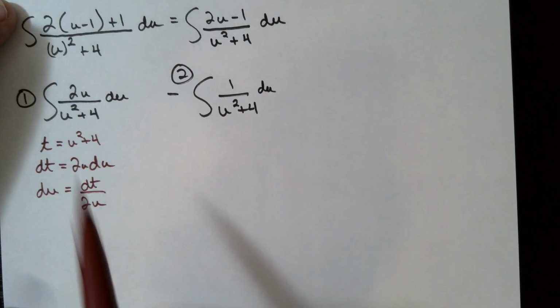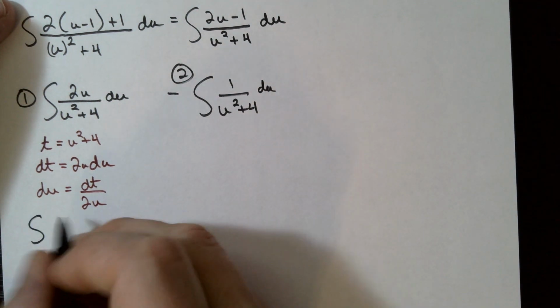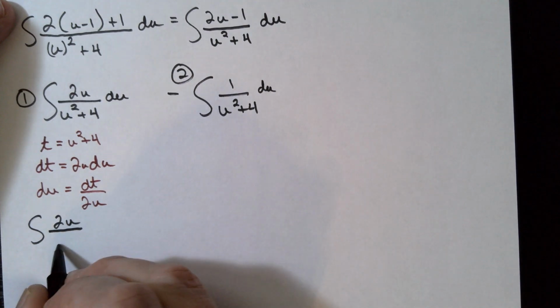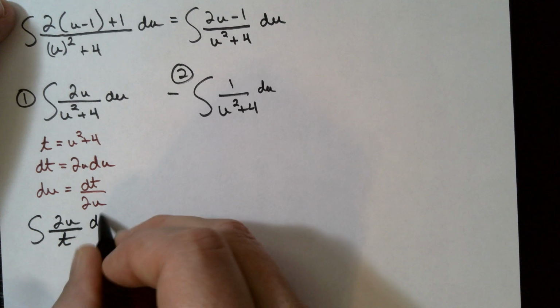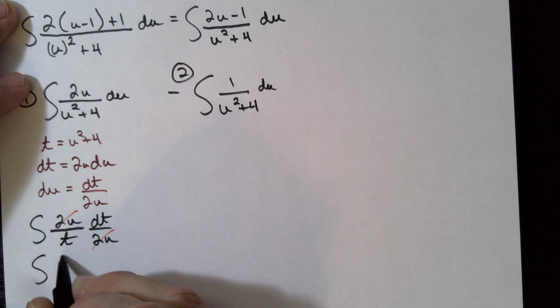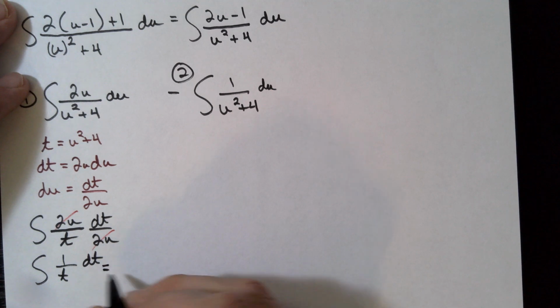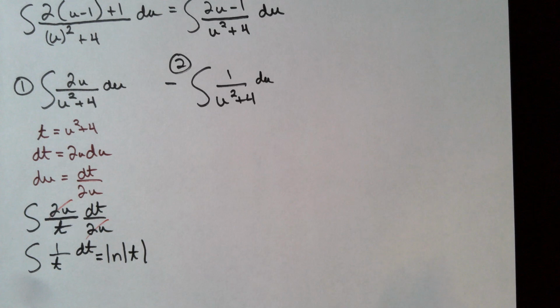Okay, so I'm going to keep working on this integral here. So I get the integral of 2u on top. The bottom is going to become just a t. And then the du is dt over 2u. Notice that the 2u's are going to cancel out. So you get the integral of 1 over t dt, which is ln of the absolute value of t, plus c, but we'll put the plus c at the end of the problem.